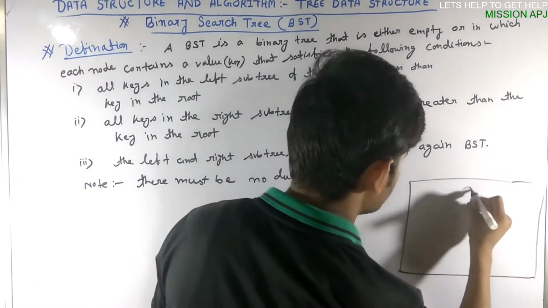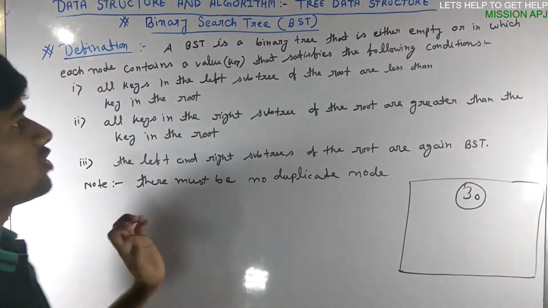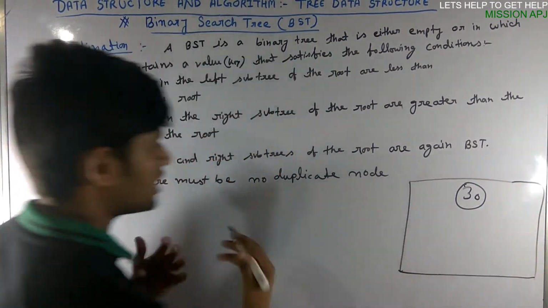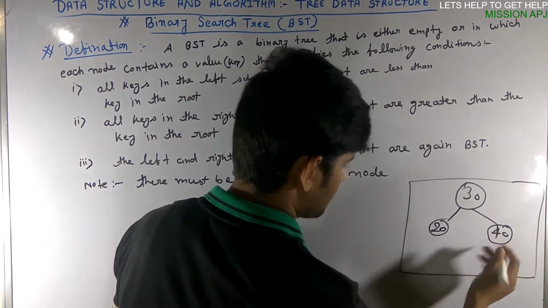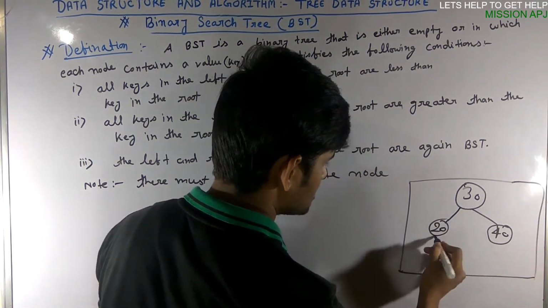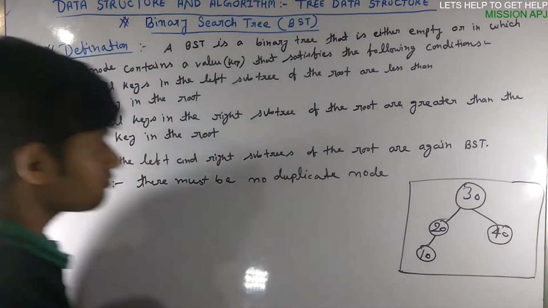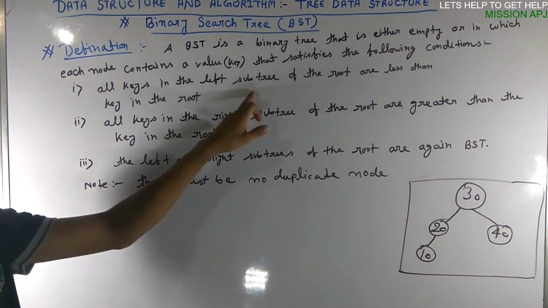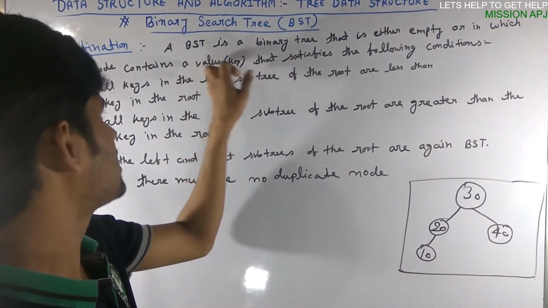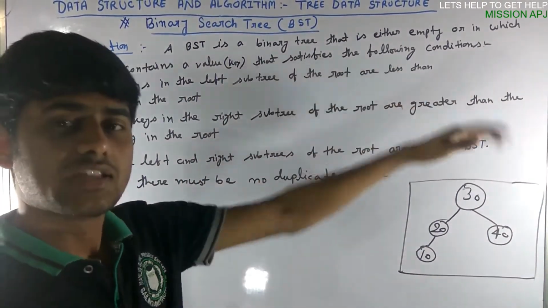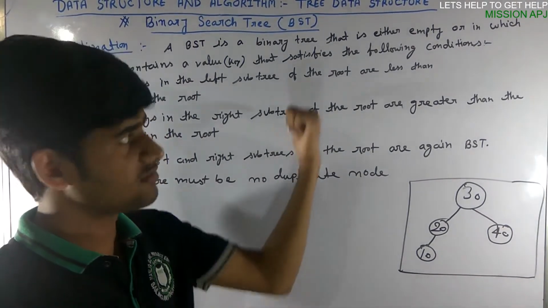So suppose there is a value 30. That satisfies the following condition. Suppose we are creating some tree, this is 20, this is 40. Of course it is binary, that's why only two children are possible. Suppose this one is 10. So these are nodes which have some value. If the tree is not empty, then the nodes of the tree will contain a value. That's the first part of the definition of binary search tree.